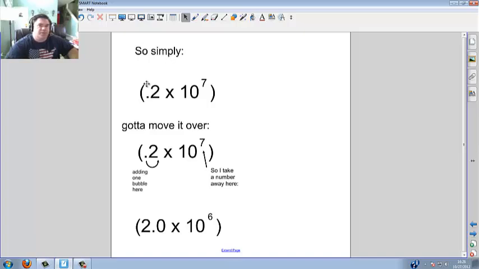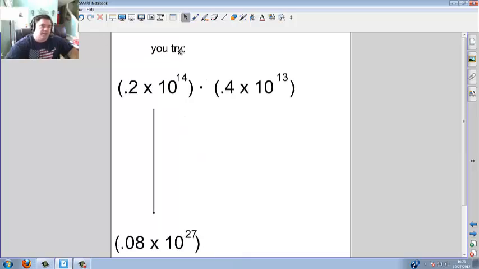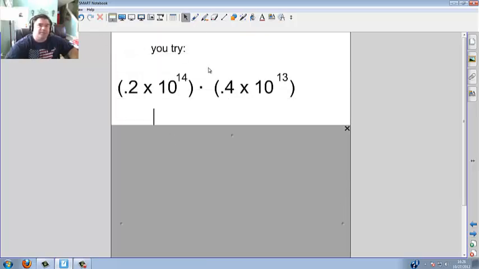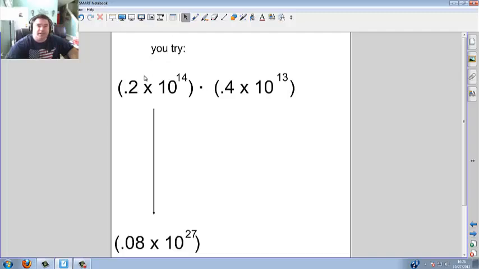Alright, so simply 0.2 times 10 to the 7th. I move this over, 2.0, and I go ahead and make this into 6th. Well, I guess I went ahead and explained that the first time, but that's okay. You try, go ahead. Let's see what you got.